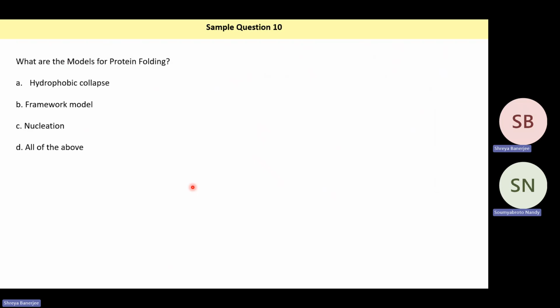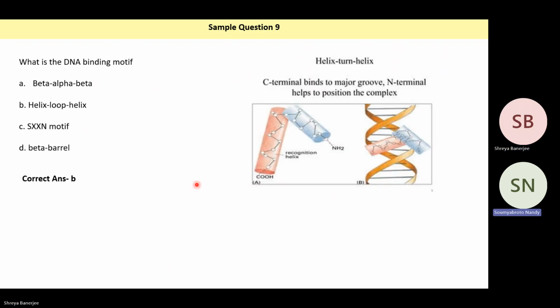Ma'am, what is SXXN motif? Sorry, your voice is breaking. Ma'am, what is option C? SXXN motif. Okay, I will write this down. I don't have slides for this, actually, so I will write this down and explain in the beginning of the next class. SXXN motif, right? Okay, fine.